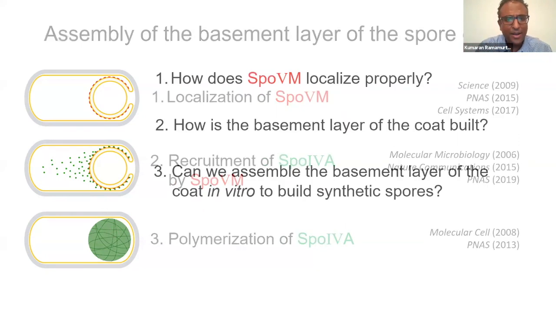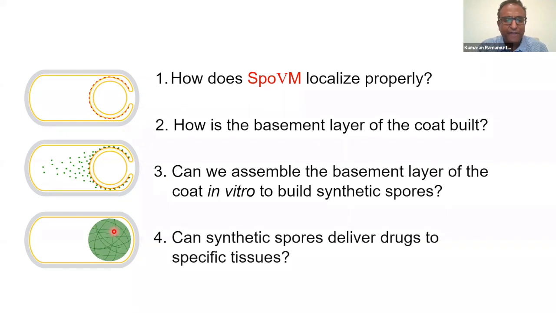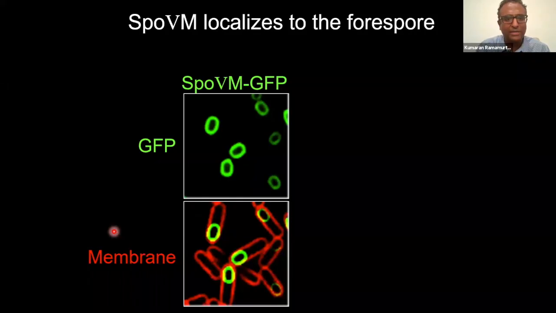Okay, so in today's talk, I'm going to talk about how that first protein, SpoVM, localizes properly. Second, we're going to talk about how the basement layer of the coat is actually built. Third, we're going to see if we can assemble the basement layer of this coat in vitro, so artificially, to build these synthetic spore-like particles. And at the very end, we're going to see if we can use these synthetic spore-like particles to deliver drugs to specific tissues in the body. Okay, so we'll start off with this first topic of how does SpoVM localize properly.